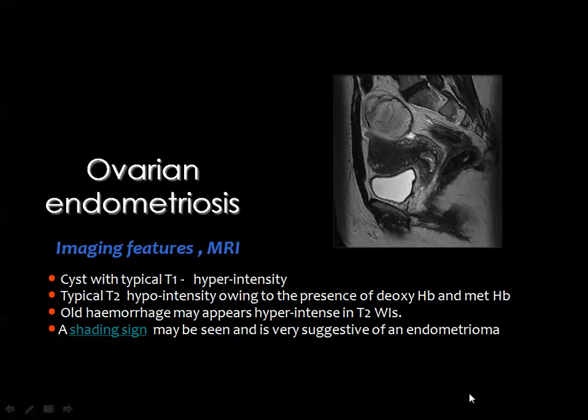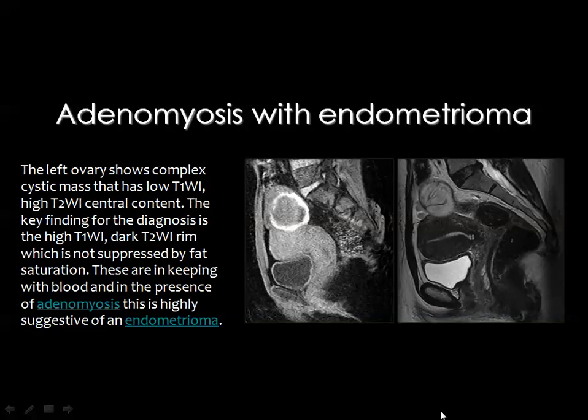One of the criteria for endometriotic cyst to differentiate it from a hemorrhagic ovarian cyst is what's known as the shading sign. The shading sign means that in the T2 weighted image, the cyst will lose its brightness compared to the hemorrhagic cyst. A hemorrhagic cyst will appear bright in the T1 and bright in the T2, but the endometriotic cyst will appear bright in the T1 but less bright in the T2. And this is an example.